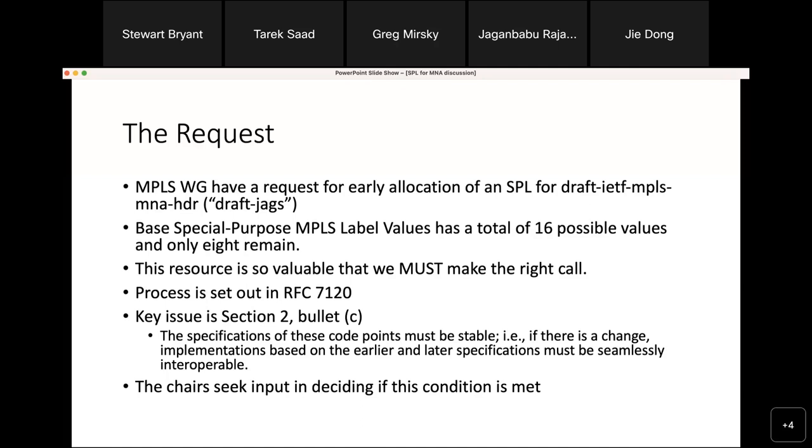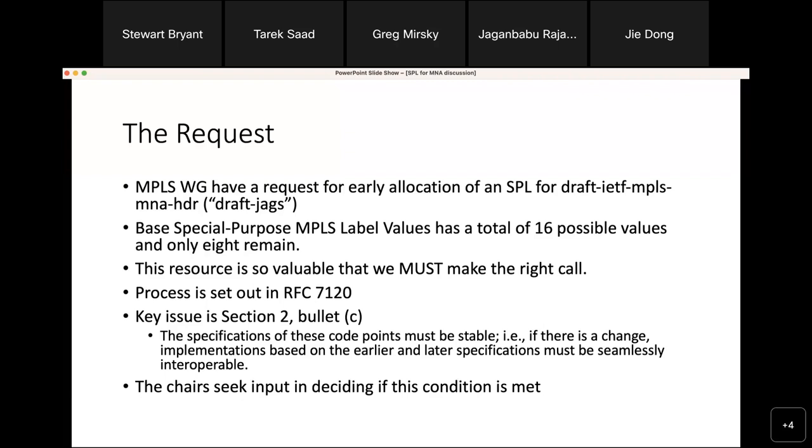So this resource is so valuable that we absolutely must make the right call. The process that we need to follow to cause the early allocation is described in RFC 7120. Most of it is easy. But the one key issue we need to focus on is Section 2, Bullet C, which says the specification of these code points must be stable, i.e. if there's an implementation based on the earlier version and there is a change, then later versions built on the later specification must be seamlessly interoperable between them.